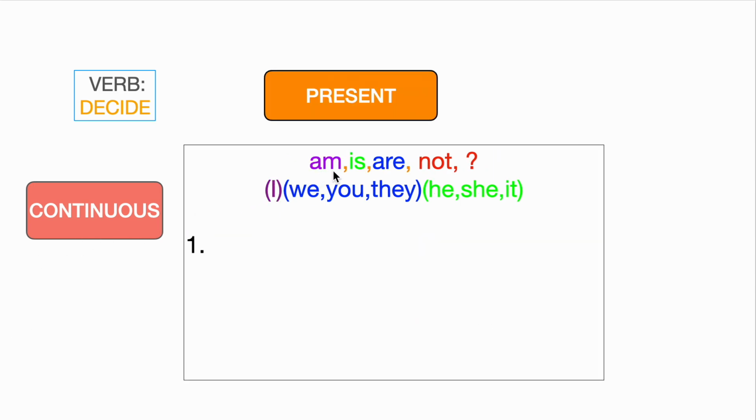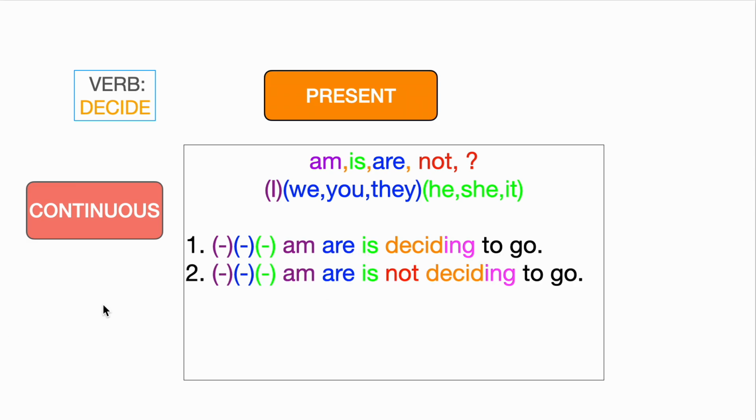Present: am, is, are. Now we have a new color, purple, to go with I. Am, is, are. So it's I am deciding to go. They are deciding to go. He is deciding to go. With not, I am not deciding to go. We are not deciding to go. She is not deciding to go.